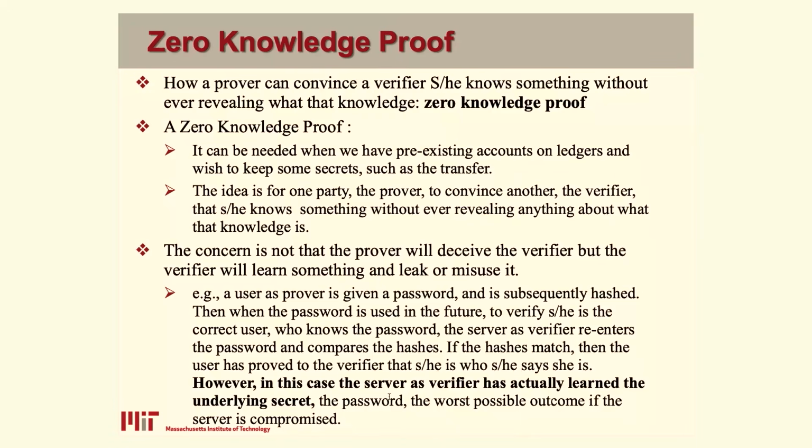So the idea here with zero-knowledge proof is for the one-party prover to convince the other one, the verifier, that the prover knows something without ever revealing exactly what that knowledge is. The worry is not about the prover. The worry is the verifier, if she or he learns something in the process, could do something evil with that information.